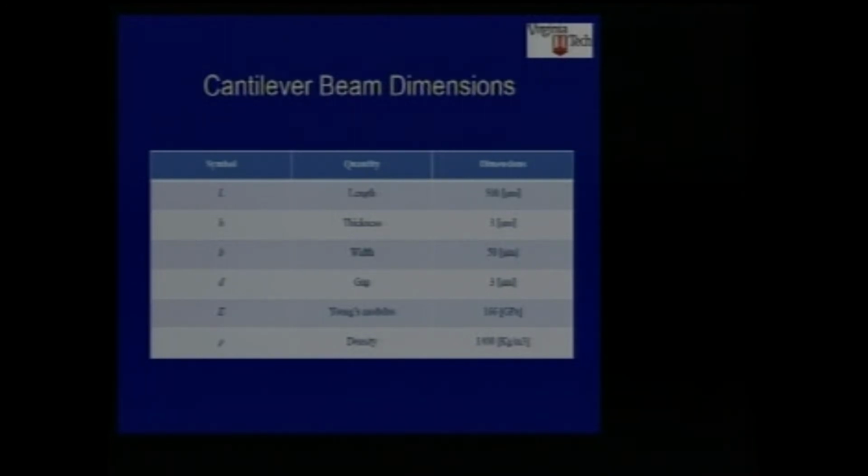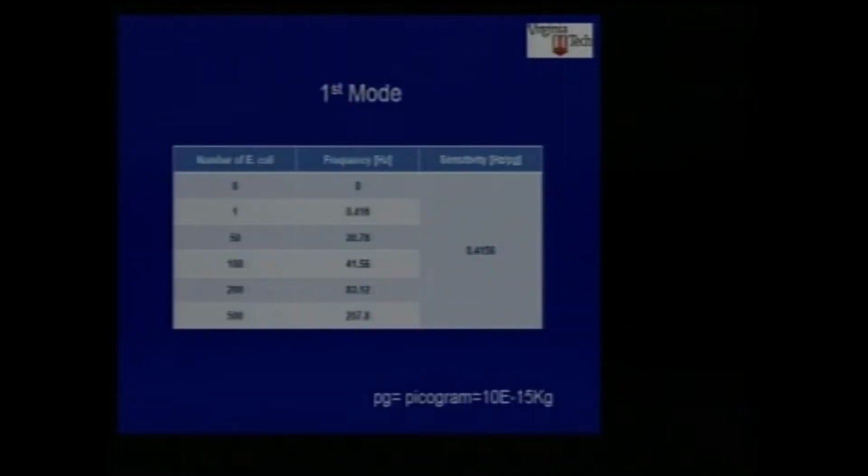before I do that, these calculations just came in while I'm here. Adam Abu Shala, who's working with Dr. Yunus here, has a cantilever beam with these dimensions, to give you an idea about what we are talking about in magnitude. If you take the first mode for that cantilever beam, the sensitivity is 0.4156, essentially hertz per picogram.